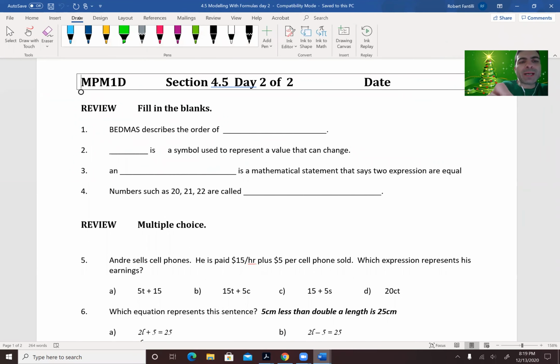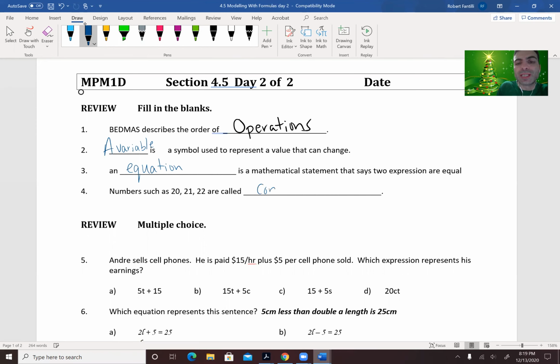So a recap. BEDMAS describes the order of, remember, operations. That was the same thing on the last day's handout. And then blank is a symbol to represent a value that can change. I'm not sure why the blank is so tiny, but it's a variable. Sorry about that. An equation. It's kind of a hint by having the and there. An equation is a mathematical statement that says two expressions are equal, and numbers such as 20, 21, and 22 are called consecutive numbers, or just consecutive numbers.